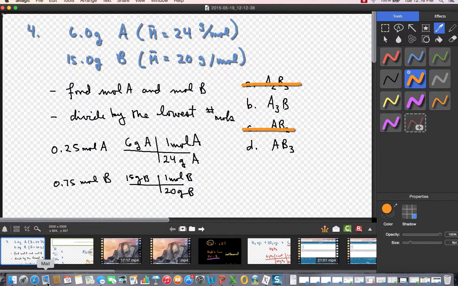So we see a 3-to-1 ratio, so right away I know that A and C are not going to work. I'm going to divide both A and B by 0.25. That'll give me 1A, and that will give me 3B. That is answer choice D. D is the credited response for question number 4.